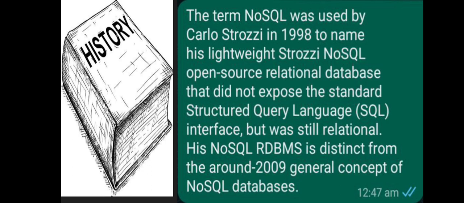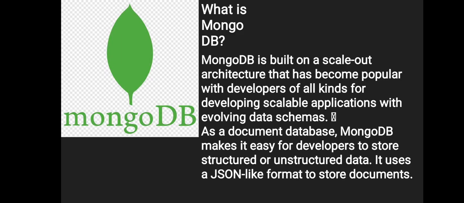What is MongoDB? MongoDB is built on a scale-out architecture that has become popular with developers of all kinds for developing scalable applications with evolving data schemas. As a document database, MongoDB makes it easy for developers to store structured or unstructured data. It uses a JSON-like format to store documents. MongoDB is also a database management system. Unlike others, it stores both structured and unstructured data.